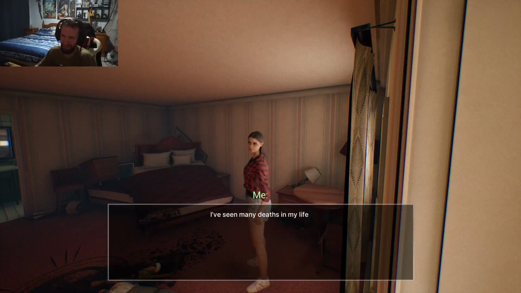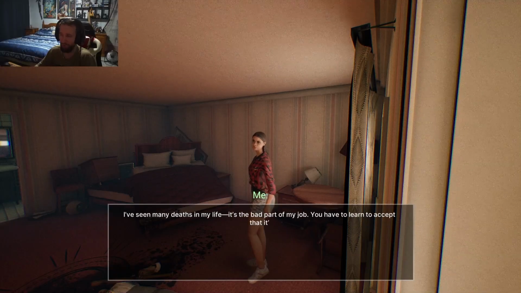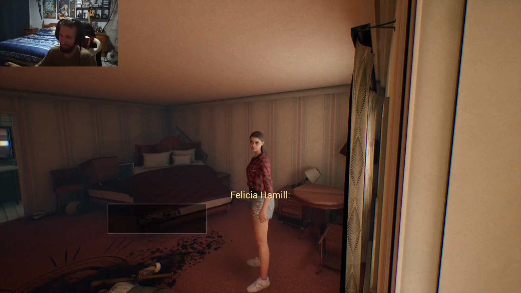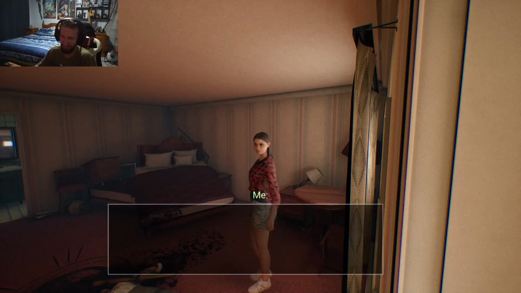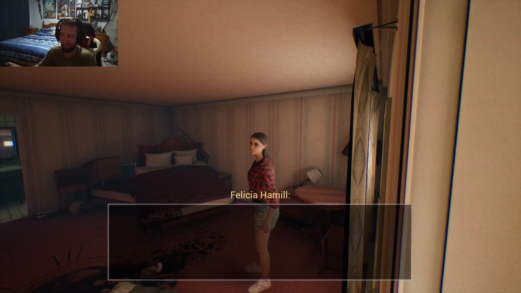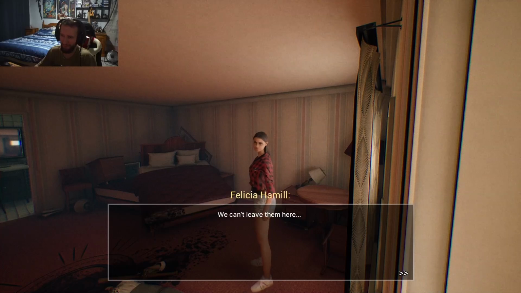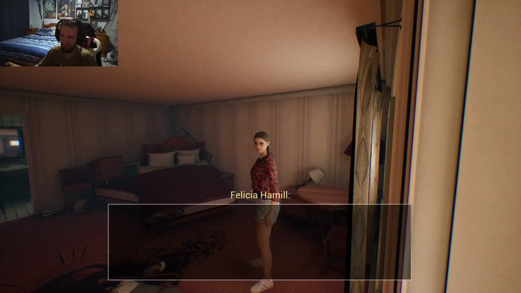I've seen many deaths in my life. It's a bad part of the job. You have to learn to accept that part of your life. Have you gotten used to seeing dead people? In a way, yes, but it always affects me. We can't leave them here. And we won't. We'll come back for them. But for now, we have to leave.